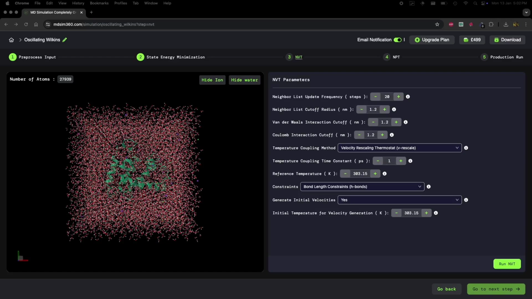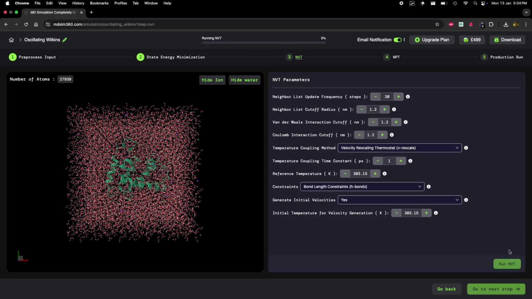Another important parameter is the initial temperature for velocity generation. This is the temperature used to assign the initial velocities to atoms in the system. It's crucial because it determines how fast the atoms will move at the start of the simulation. Once we've set all these parameters, we can click Run NVT to start the process.